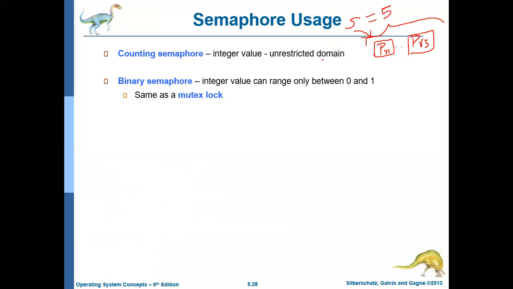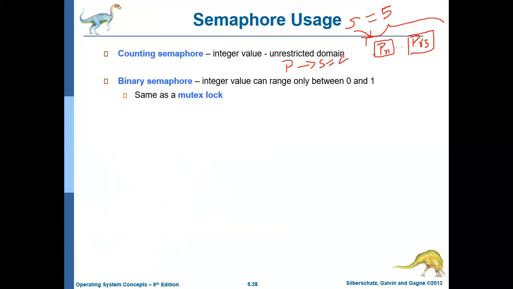If process P1 comes and says I want a printer, then it will check what S is. S is 5, so it means 5 instances of printers are available. So it will take one printer and decrement S by 1. So now S will become 4.